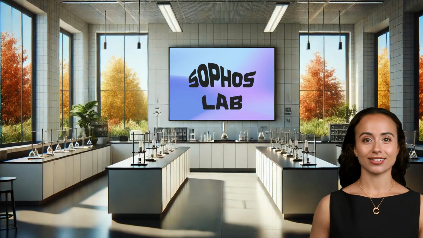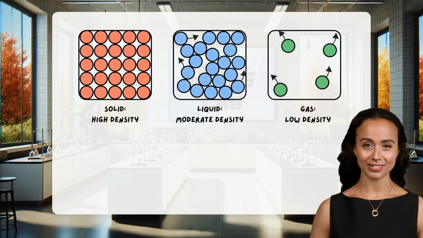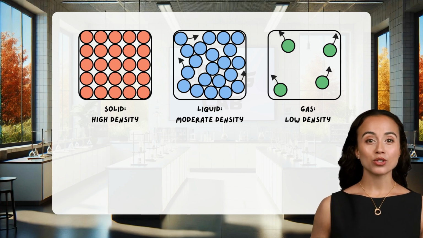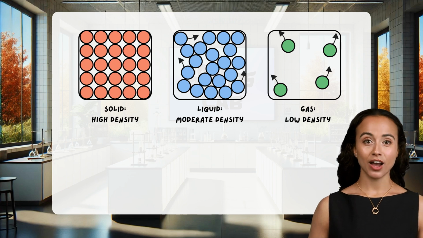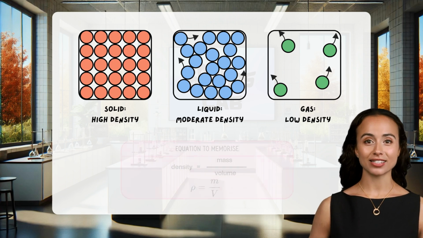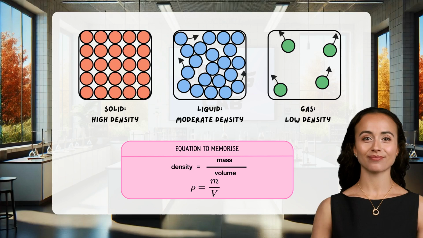In our previous lessons, we've explored the arrangement of particles in solids, liquids, and gases. We learned that in solids, particles are tightly packed in a fixed arrangement. In liquids, they are close but can move past one another, and in gases, they are far apart and move freely. We also discussed the concept of density, understood as the amount of mass per unit volume. And we've seen the density equation, which is density equals mass divided by volume.